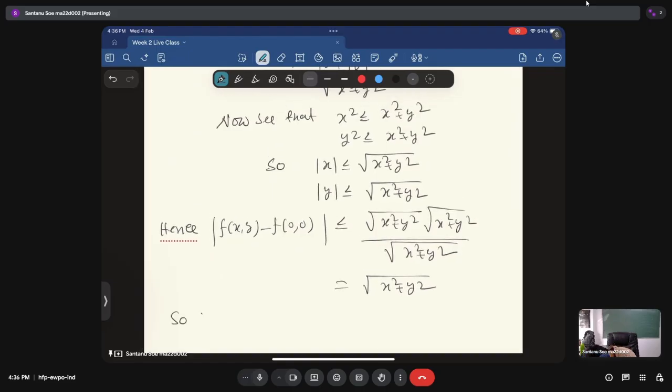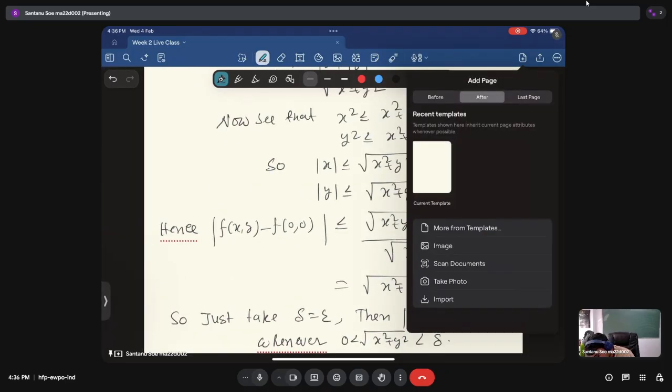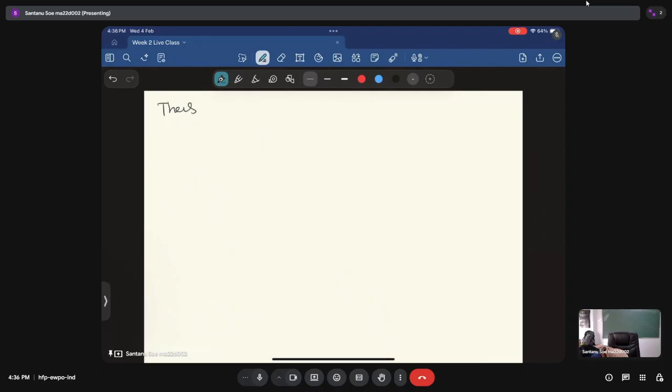So just take delta equals to epsilon, then modulus of f of x y minus f of 0, 0 is less than epsilon whenever this holds. So thus we can say f is continuous at 0, 0.